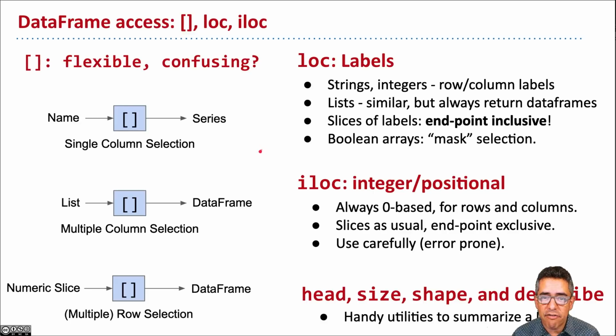Now, data frames also have the iloc accessor, which refers to integer or positional access. These are always zero-based, regardless of what the index is. iloc just counts row-wise or column-wise from 0 to n-1, from 0 to the number of columns minus 1. Slices are treated as usual, with the endpoint being excluded. And you should be careful using iloc because you're explicitly relying on the positional value of those indices.